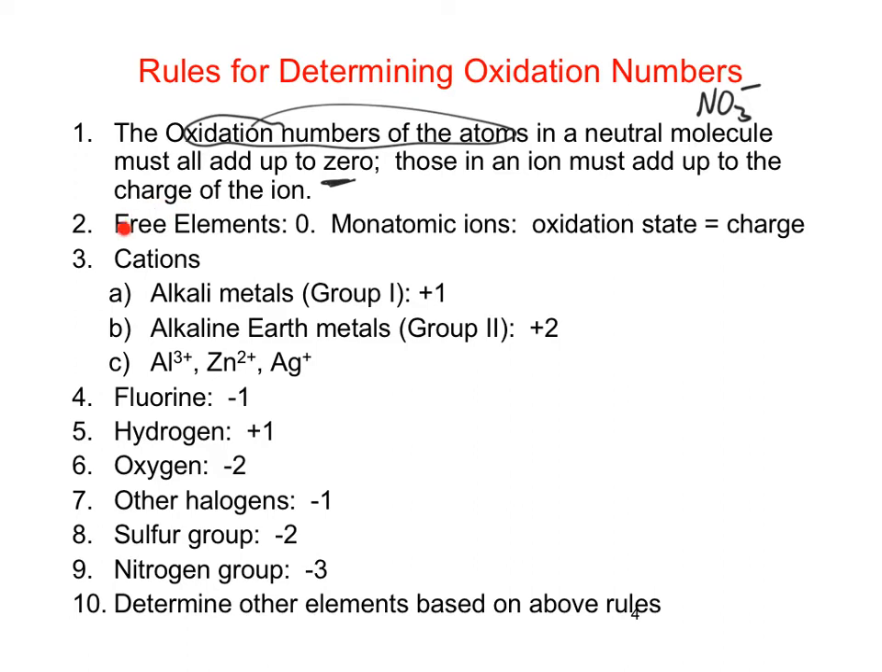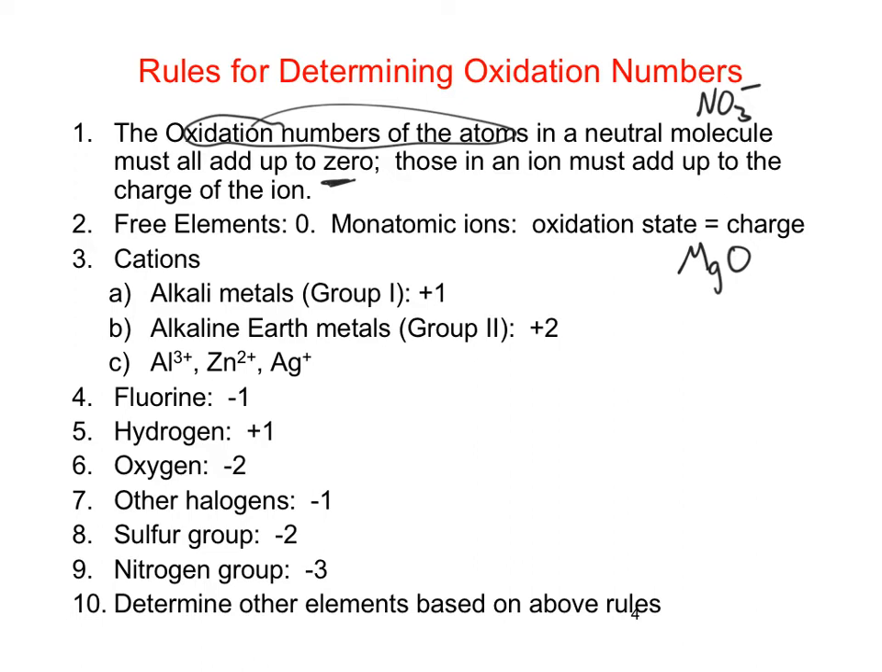Alright, free elements have oxidation states of 0, and we saw that in one of the very first slides, right? The free magnesium, elemental magnesium, had a charge and an oxidation state of 0, and the oxygen had an oxidation state of 0. And for monatomic ions, the oxidation state is the charge. So when I saw magnesium oxide, that's composed of 2 monatomic ions. The magnesium has a charge of +2 and it has an oxidation state of +2. And the oxygen has a charge of -2 and it has an oxidation state of -2.